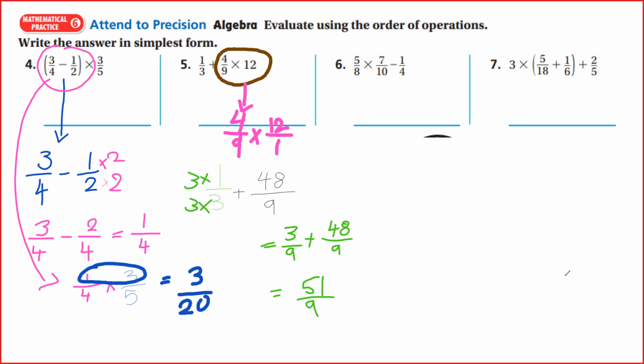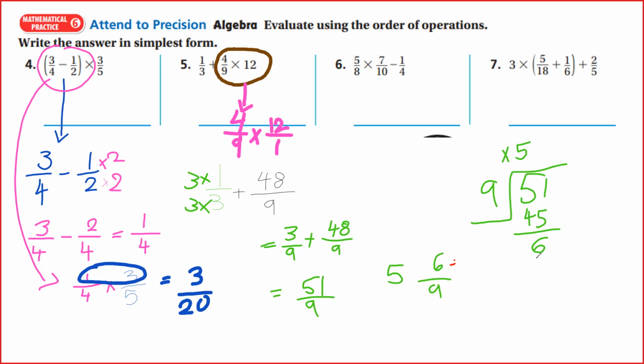Yes, then you have to write it, and I will solve it correctly here because there's no time. 51 over 9, let's try 5 times 9, 45. The remainder is 6. So it's 5 and 6 over 9. And 6 over 9 can be divided by 3 and 3. So you get 5 and 2 over 3. That's it. Do you have any questions?